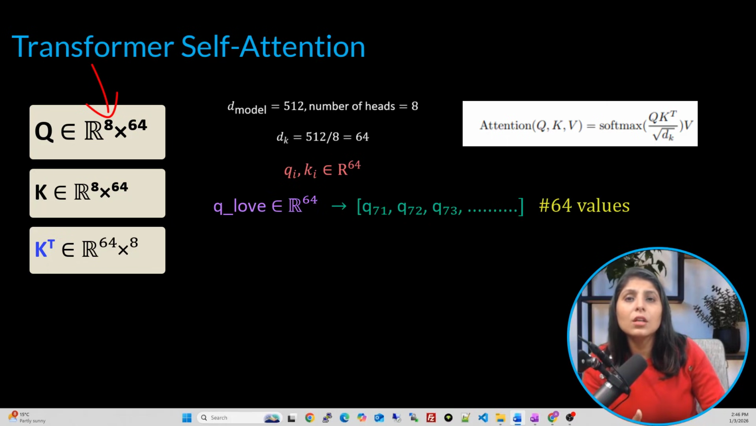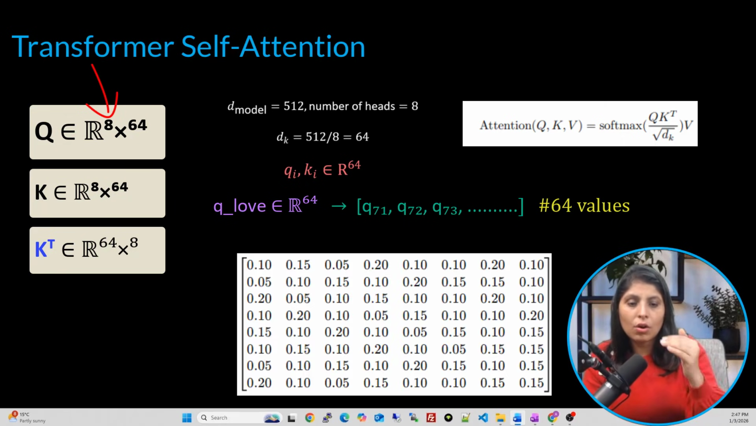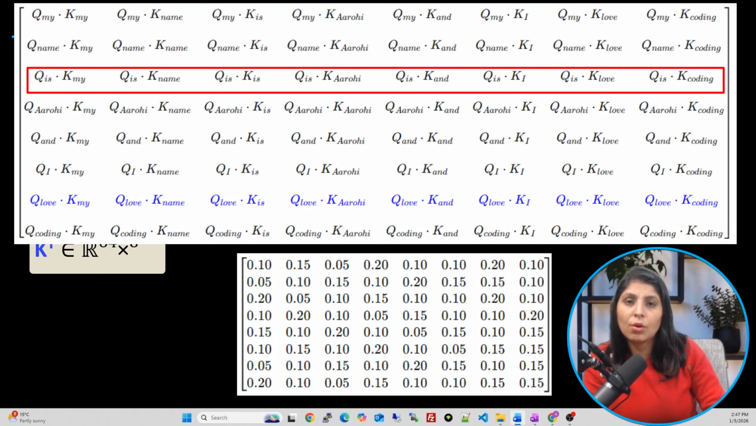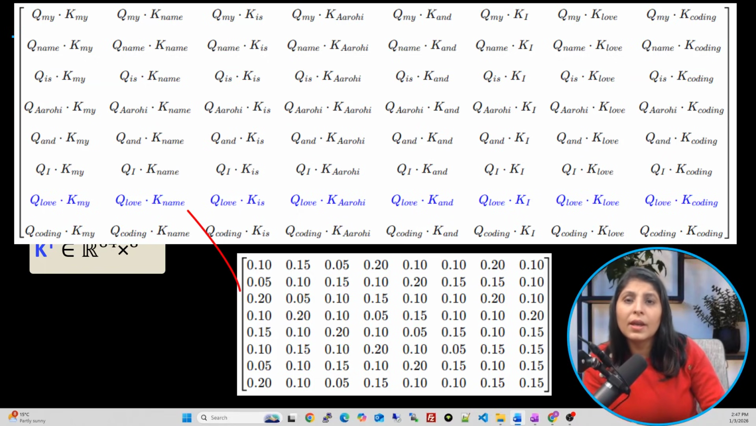If we talk about a single token or single row, that means query of love. For query of love, you will have this kind of vector. This vector has 64 values in it. For every token, you have this kind of vector, and when you stack them together in the order of your sentence, you will get a matrix, right? And what are we trying to compute? We are trying to compute the similarity between every query and every key. So that means the first token's query will multiply with all the keys, the second token's query will multiply with all the keys, the third token's query will multiply with all the keys, right? So you get an 8 by 8 matrix.